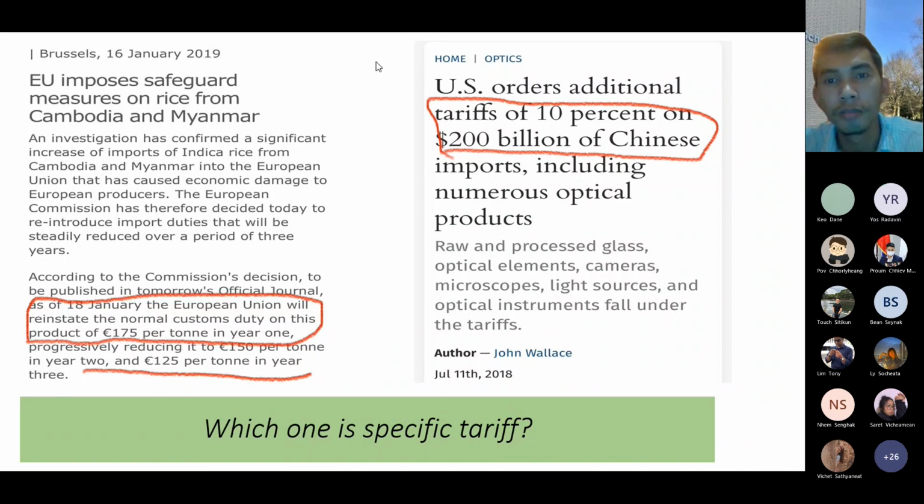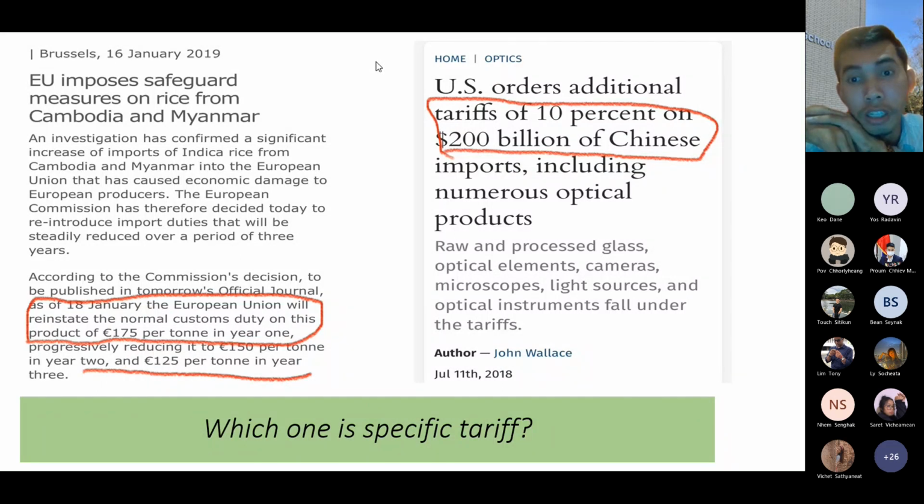20 billion. 20 or 200? 20 or 40? 20 billion, sir. Yes, very good. 20 billion US dollars, equivalent to 10% on the 200 billion US dollars that the US imposed on Chinese imports into the US.